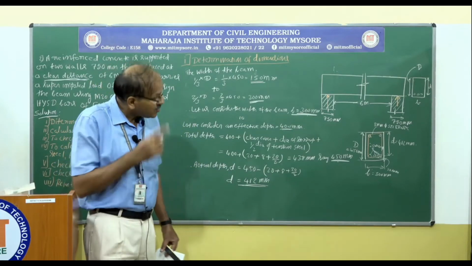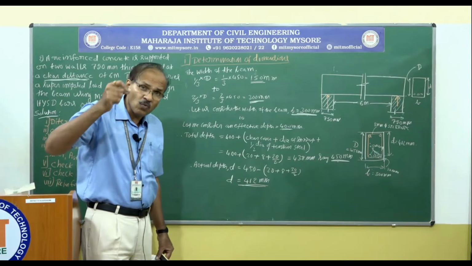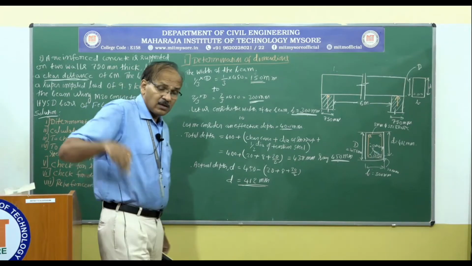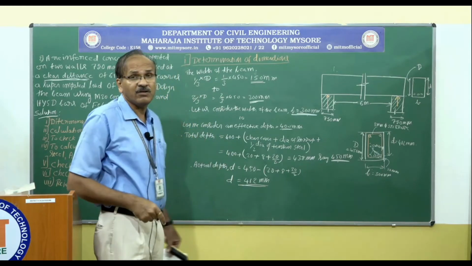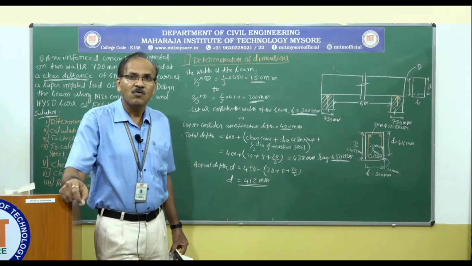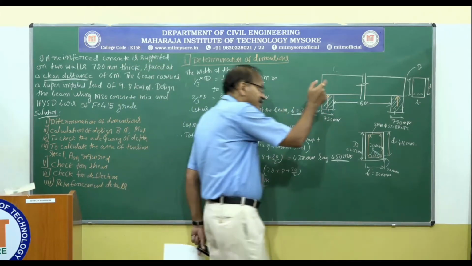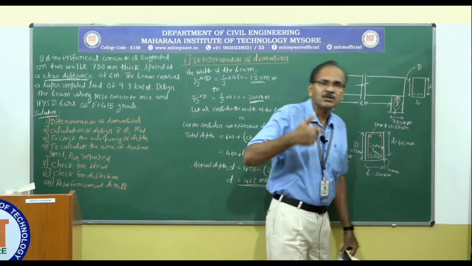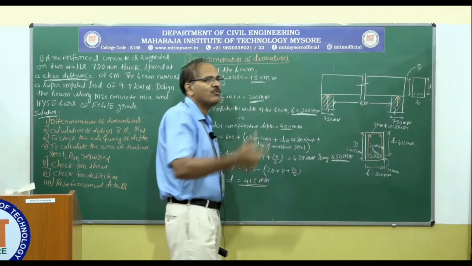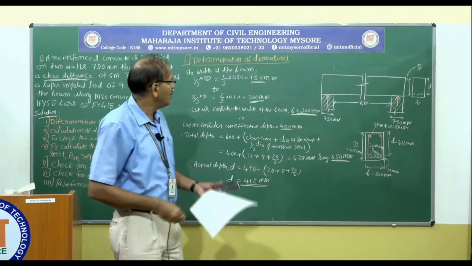Once we know the dimensions, we can find out the dead load. Live load is already given, 9.8 kilonewton per meter. For that, we need to add the self weight of the beam to find out the design moment finally.